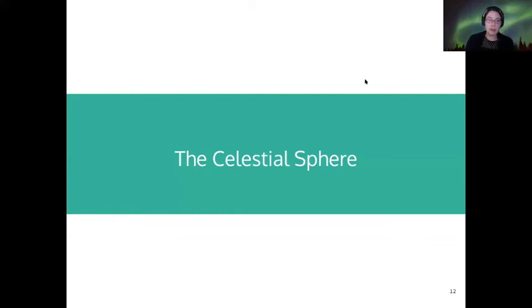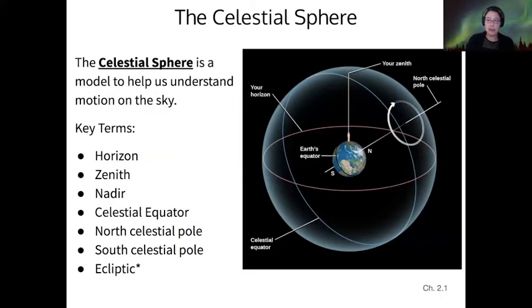So the celestial sphere, we're going to use it as a model to help us understand motion on the sky. And it can be a little bit confusing. So that's why I'm going to walk you through it in Starry Night and try to give you an idea of just how it all works together, because some of the figures can be confusing. But here are some terms to pay attention to.